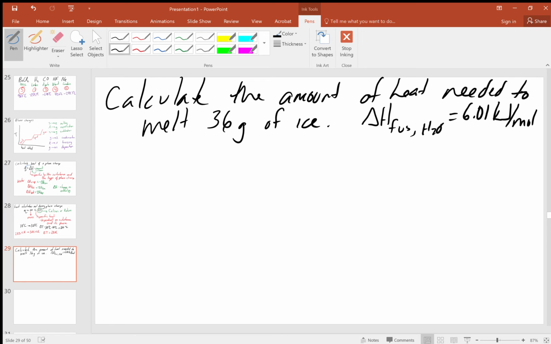So we want to calculate the amount of heat that's needed to melt 36 grams of ice. And I've given you the delta H fusion for water. So remember, for a situation like this, it is a phase change. Q is equal to delta H times the amount. Now, given that our delta H value is in kilojoules per mole, then we'll want to use moles in this equation. But as we'll see in a moment, there's actually two ways we could do this problem, and we'll do it both ways.